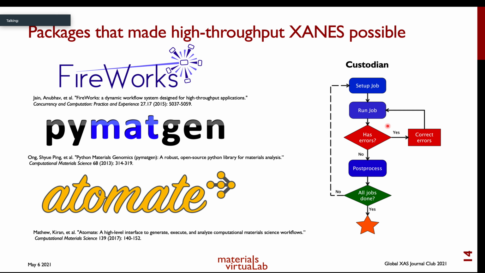And so we also have this thing called Custodian. Custodian is a package that is able to automatically correct the errors from your simulations. For example, once your calculation does not converge, then you have to manually change your input file and then rerun the simulation, right? So that's what the Custodian does automatically. Basically, it will detect the error category and then correct your input files automatically and rerun the job for you.